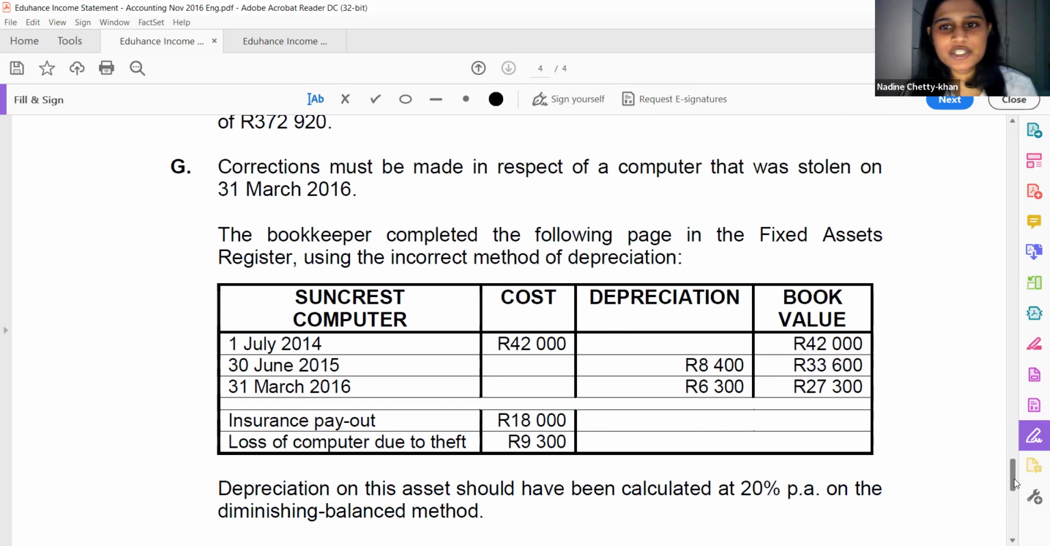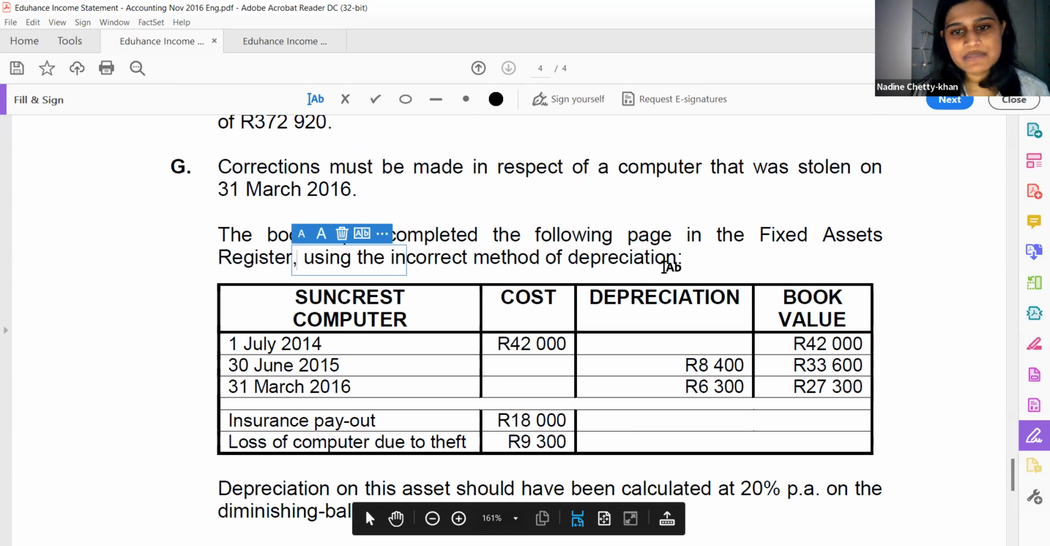Corrections must be made in respect of a computer that was stolen on March 31st, 2016. The bookkeeper completed the following page in the fixed asset register using the incorrect method of depreciation. Well, this impacts the income statement, doesn't it? So let's see what happened.